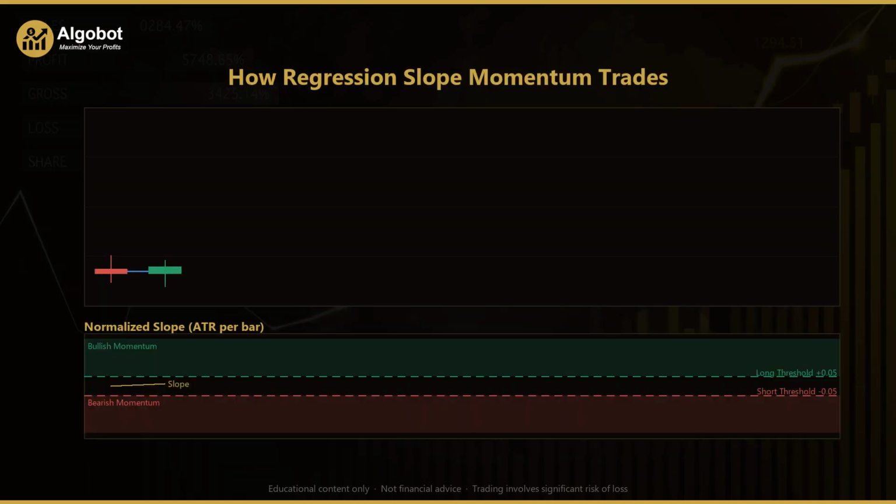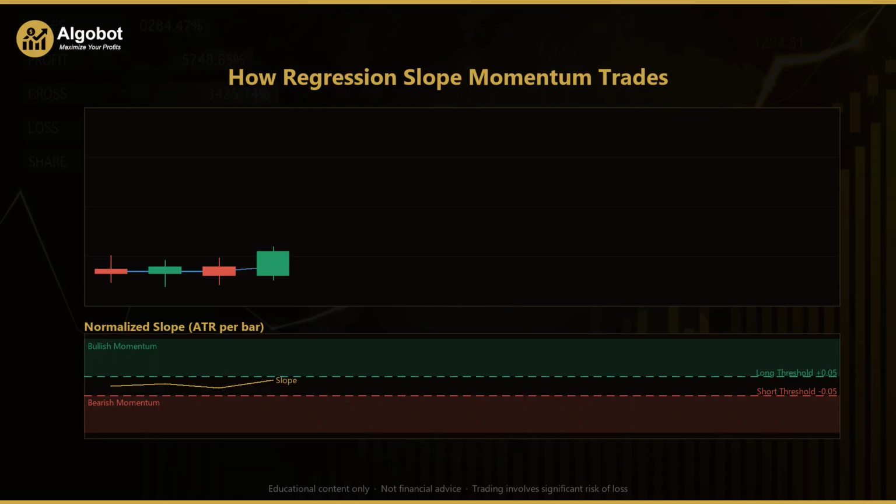Let's bring this to life on the chart. Up top you can see the price candles with the blue regression line running through them, and in the panel below is the star of the show, the normalized slope, measured in ATR-per-bar. Watch the two dashed levels in that panel, the long threshold at positive 0.05 and the short threshold at negative 0.05. Those are the lines our reading has to cross.